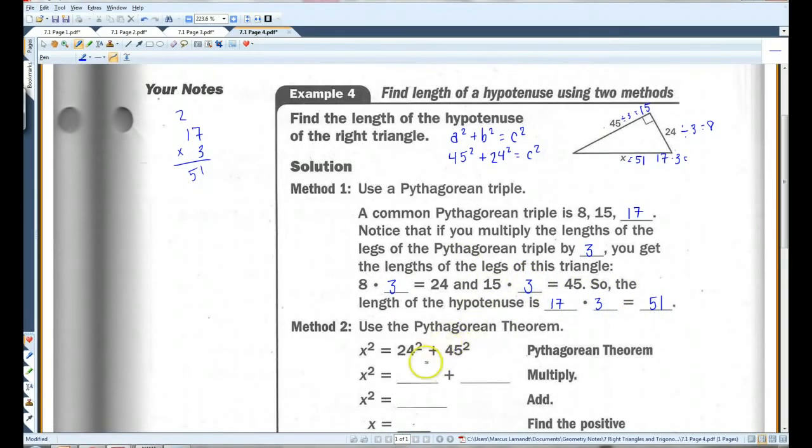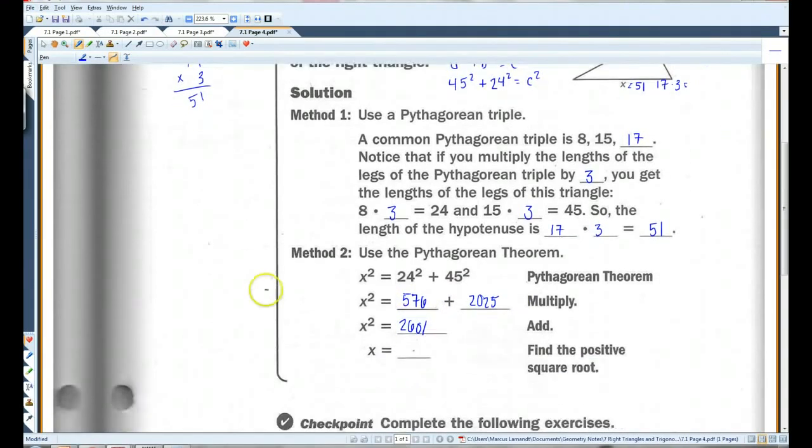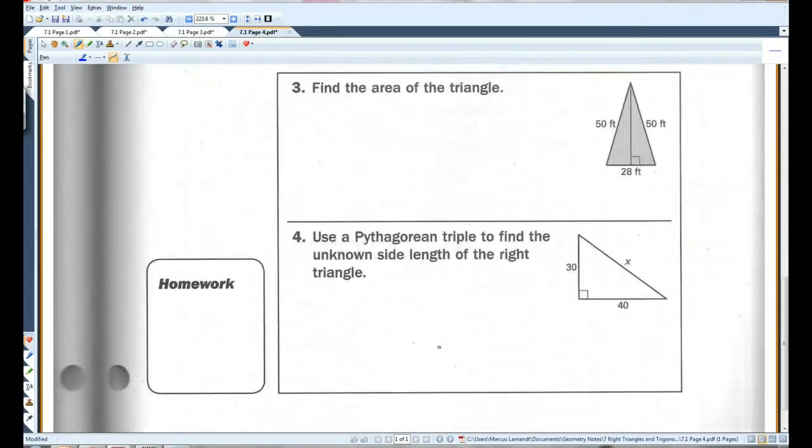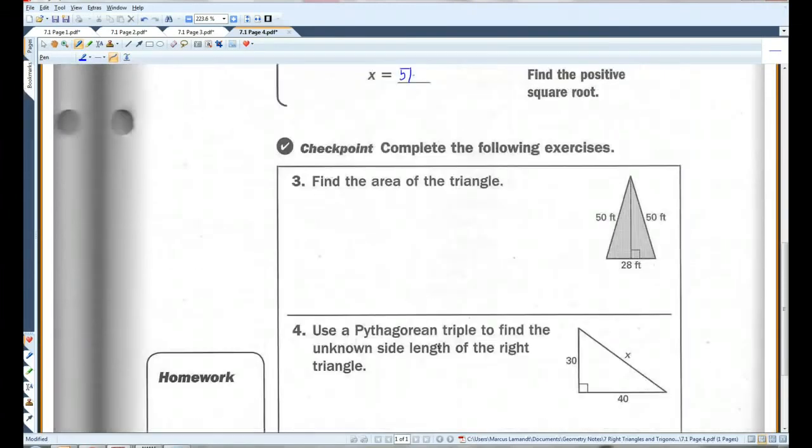Now this is the other way. 24 squared, I'll just tell you guys, is 576. 45 squared is 2025. You add them together, you get 2601. You take the square root, you get 51. This also gives you the answer. It's just longer and you have to deal with bigger numbers. Okay? Alright. I'll let you guys figure out the last 2, and that's all.